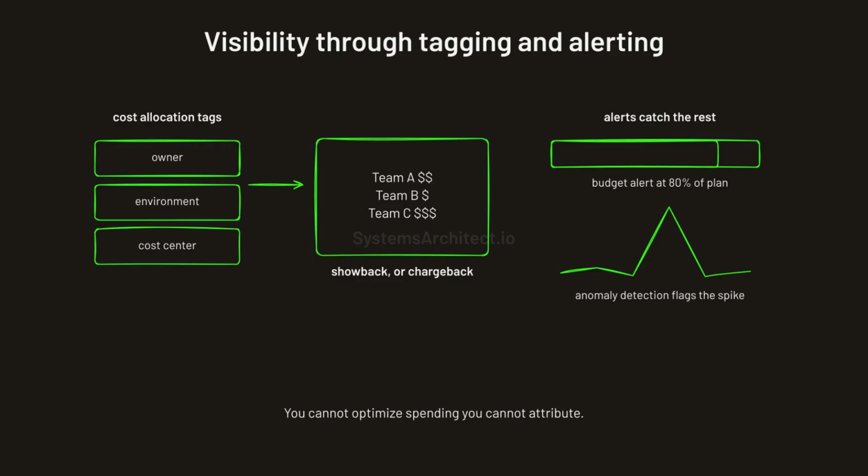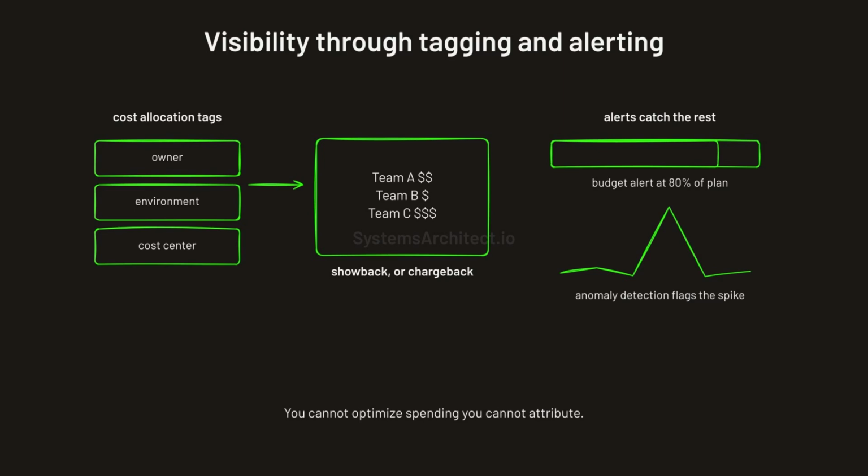You cannot optimize spending you cannot attribute, so visibility comes before any cut. Cost allocation tags attach an owner, an environment, and a cost center to every resource. Reliable tags let you produce showback, which shows each team what it consumed. Chargeback goes further and actually bills them for it. Showback alone changes behavior well. Most overspending is invisible rather than deliberate.